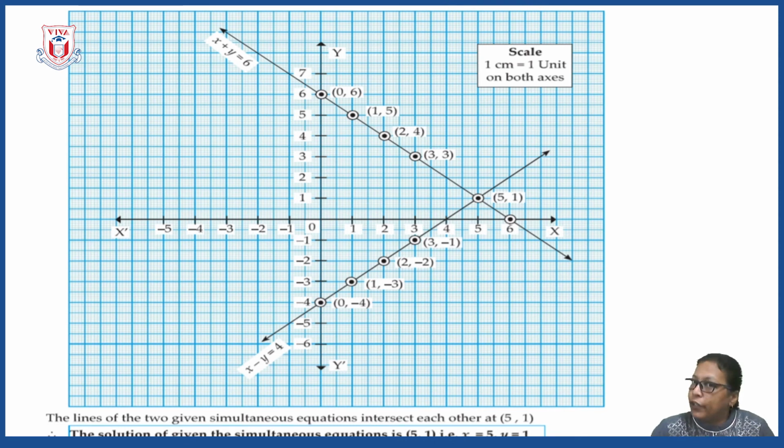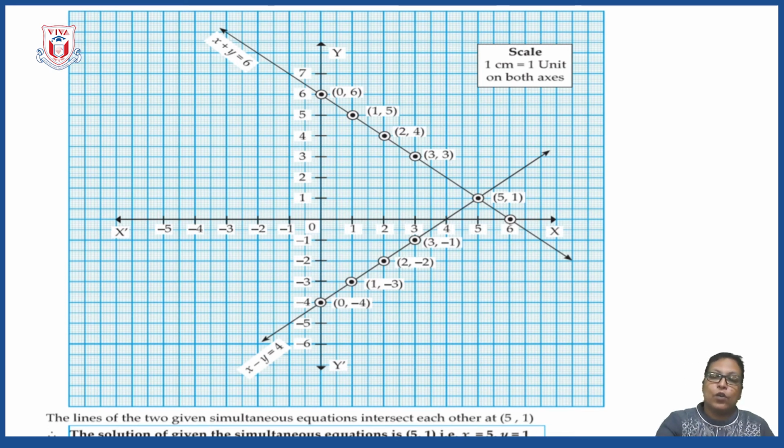While writing the ordered pair, you have to write down the x coordinate first and then the y coordinate. Okay. So here these two lines are intersecting at the point 5, 1, and therefore the solution of this equation is x is equal to 5 and y is equal to 1. Okay. In this way, we are going to solve by the graphical method.